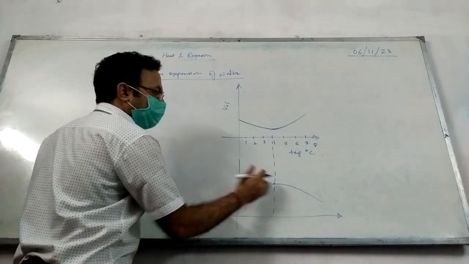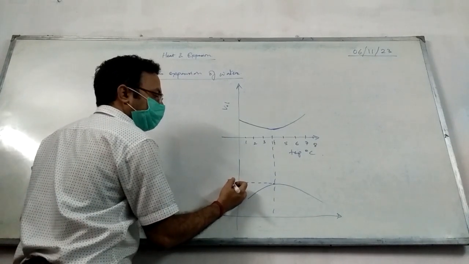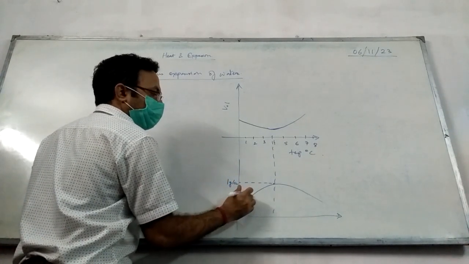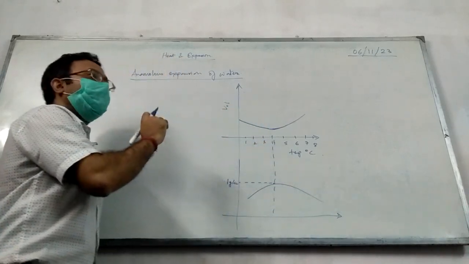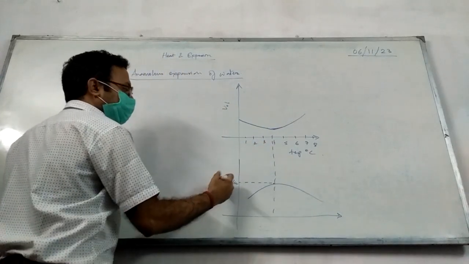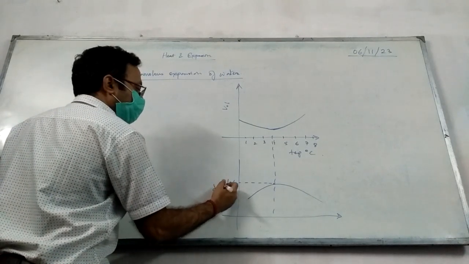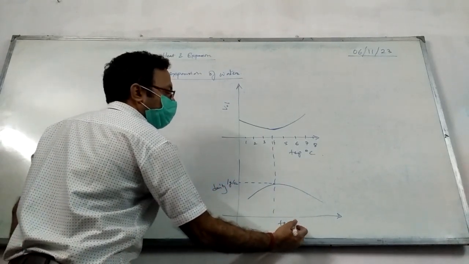That is the maximum value, 1 gram per cc. The maximum limit for water. Water has a maximum density. This is the density versus temperature.